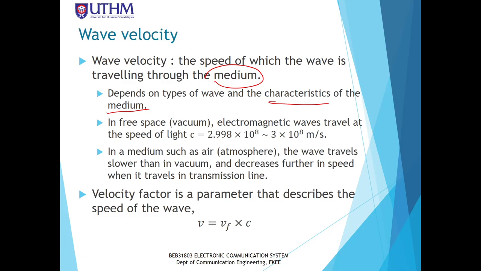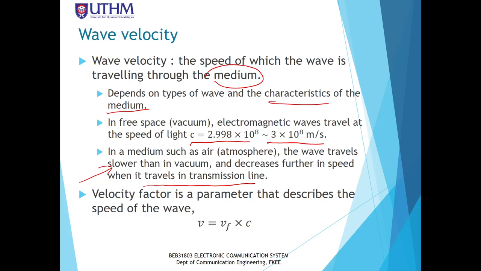In free space or in a vacuum, the electromagnetic field travels at the speed of light, which is 2.998 times 10 to the power of 8, or approximately 3 times 10 to the power of 8 meters per second. In a medium such as air, the atmosphere, the wave travels slower than in a vacuum, and this decreases the speed further when it travels in the transmission line. So if the wave travels in the transmission line, it will be slower. Gelombang ini paling laju pada medium vacuum, yang mana kelajuannya dikatakan sama dengan kelajuan cahaya. Dan apabila gelombang itu bergerak pada medium udara, kelajuannya akan berkurang sedikit daripada kelajuan cahaya. Dan kalau gelombang itu merambat pada medium transmission line, dia akan menjadi lebih perlahan.